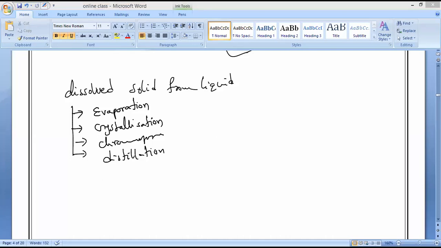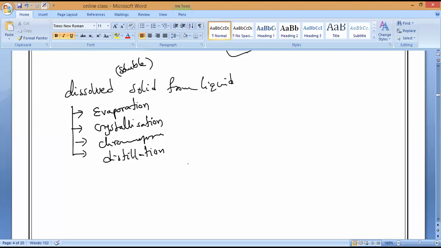Dissolved solid from liquid. Separate soluble solid or dissolved solid. Please remember, dissolved or soluble solid from liquid. So these three things are for PT2. The distillation is not there for PT2. We'll study that later. So chromatography, crystallization, and evaporation.